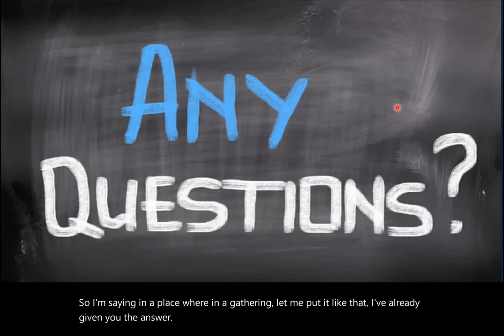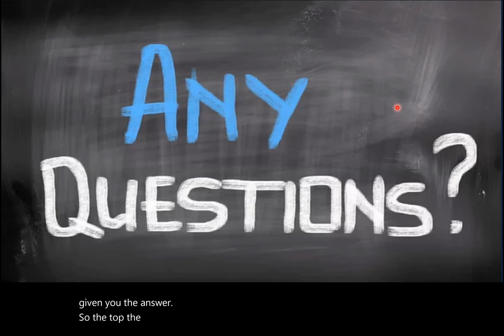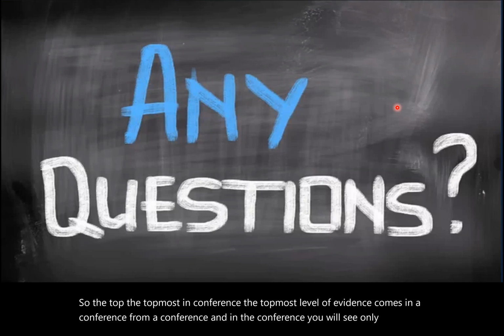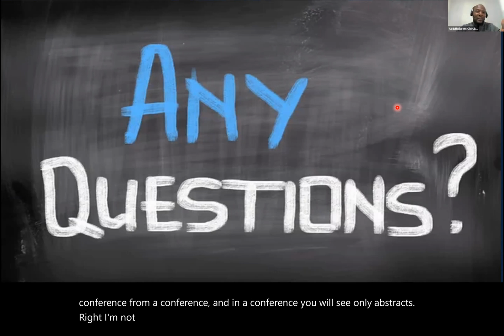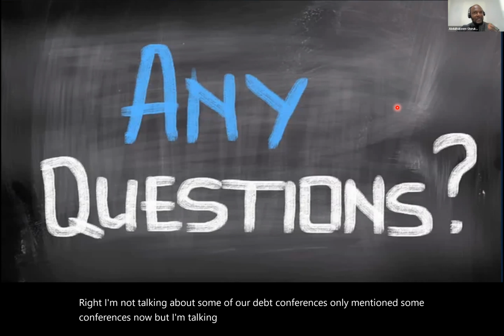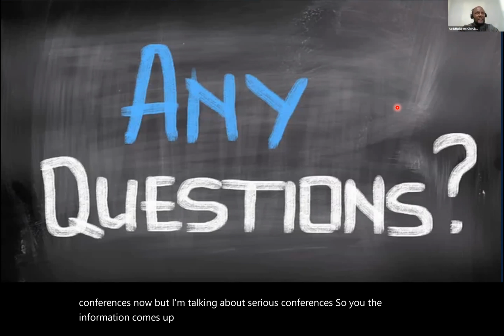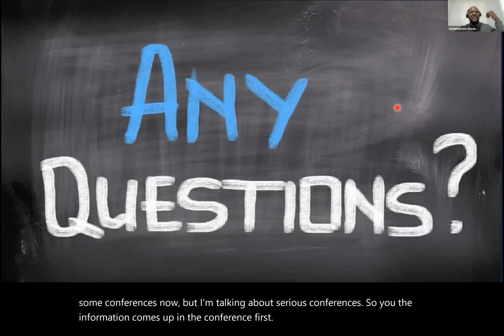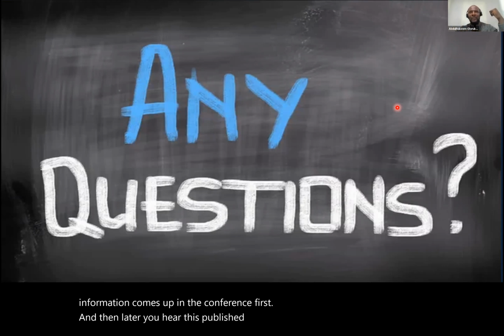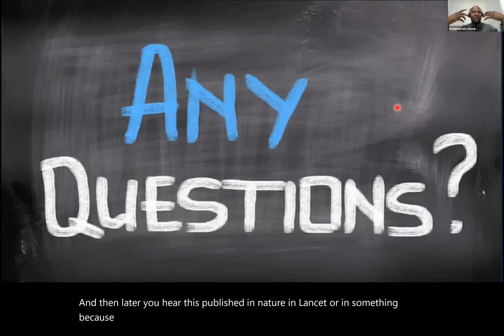So the topmost level of evidence comes from a conference. And in a conference, you will see only abstracts, right? I'm not talking about some of our dead conferences. I only mentioned some conferences now, but I'm talking about serious conferences, you know. So the information comes up in a conference first, and then later you hear it's published in Nature or in Lancet or in something, because people want intellectuals to see it in that conference and make some comments before they go and publish it.